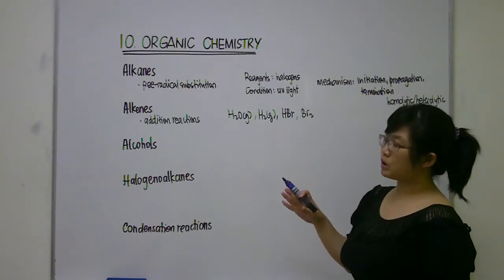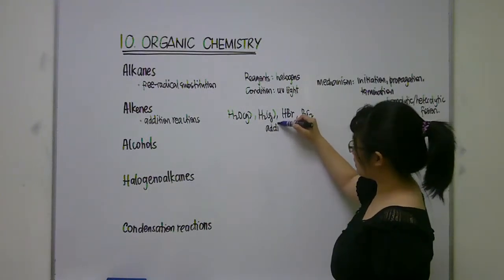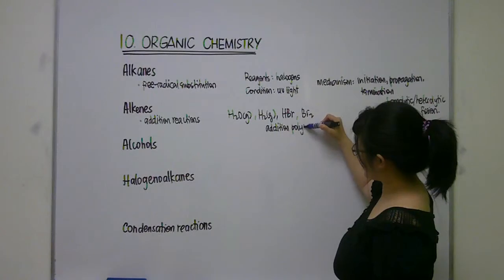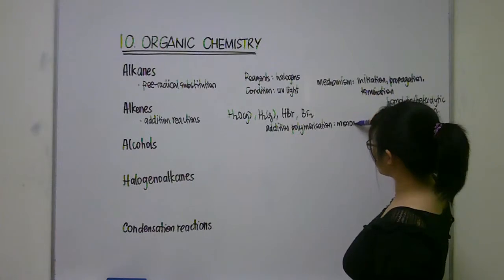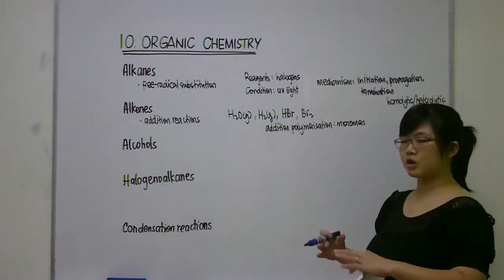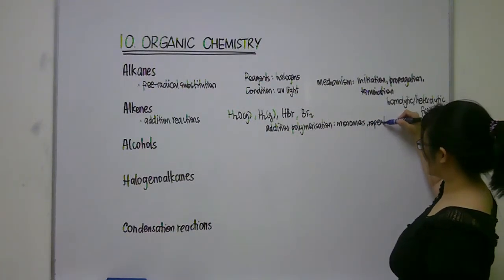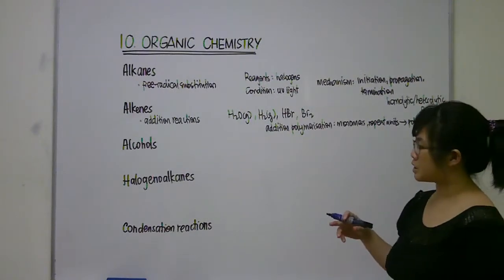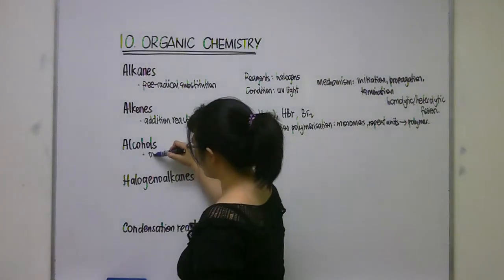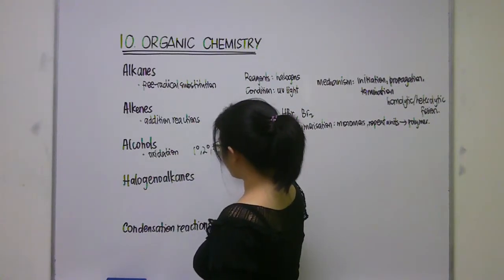Also here, you need to be talking about addition polymerization, in which you should mention monomers and how from the structure of the alkene you can deduce the repeat unit and give the structure of the polymer itself. Okay, addition polymerization.